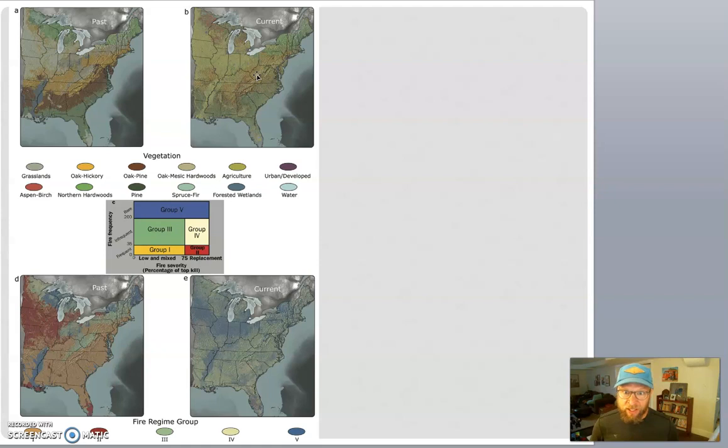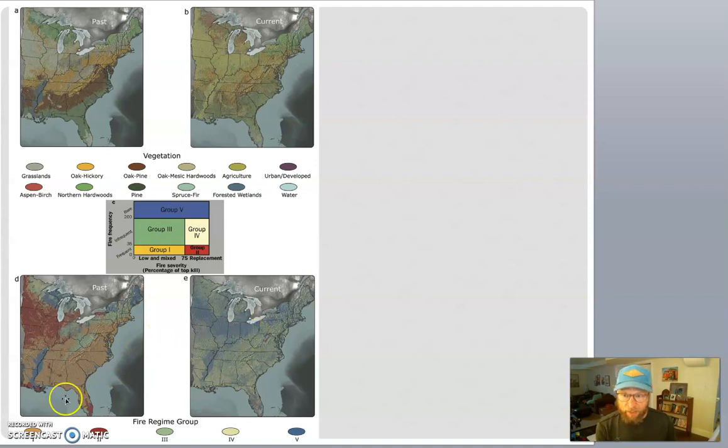It's been replaced in large part by oak mesic hardwoods, which in this case, and some of those northern hardwoods as well. And in that case, we're really talking about a lot more maples being present in the forest now than they were historically. And that's in large part because our fire regimes have changed.